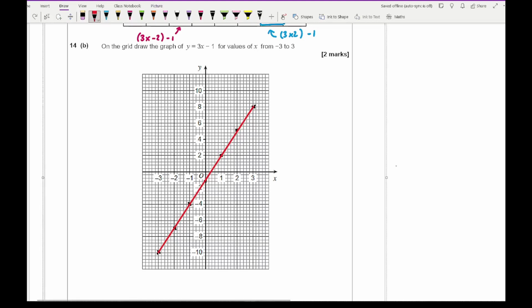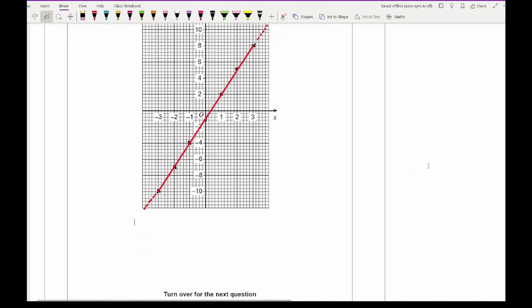Now if you wanted to, I would always strongly recommend that you extend the line up to the edge of the squared grid, but ultimately as long as you've got minus 3 and 3 correctly plotted, then that is going to be absolutely fine. But make sure that you do join those points up with a straight line.